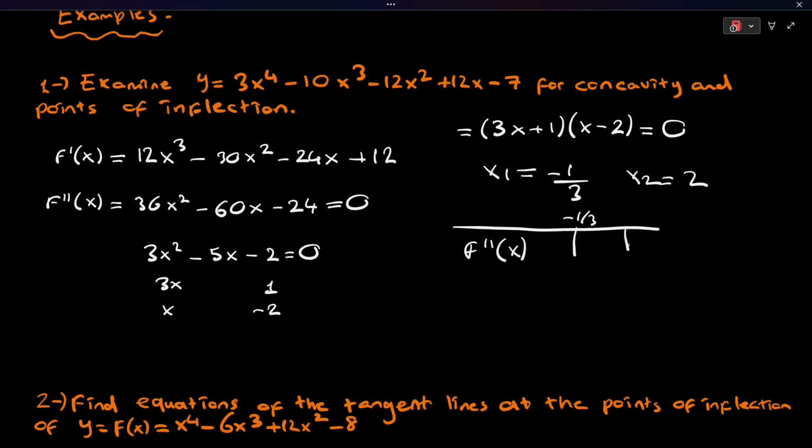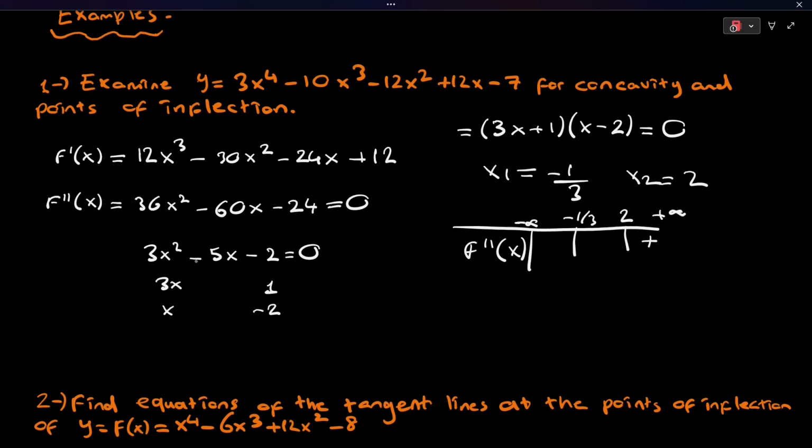Negative 1/3 and 2. Split is infinity, split is negative infinity. Let's see, where's the second derivative? It is here, 3x squared minus 5x minus 2. Plug a value between this interval first. Let's try 3. 3, 9, 27, 27 minus 15, so it is positive, right? 3, 9, 27 minus 15 minus, yes.